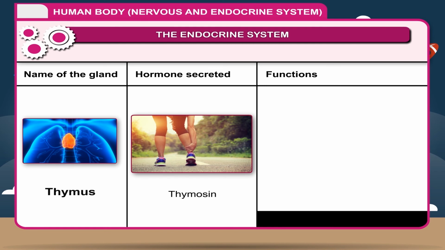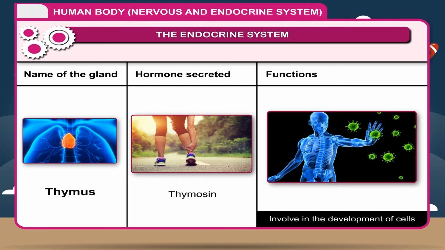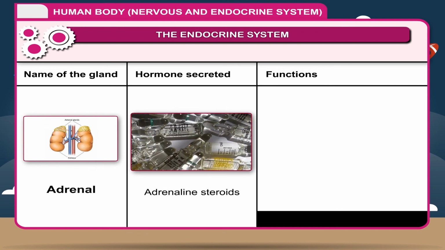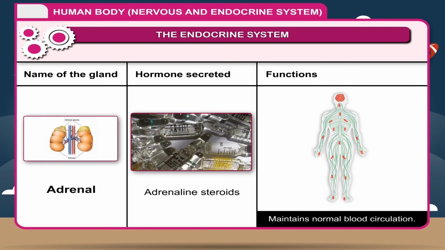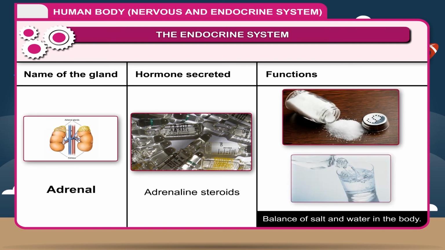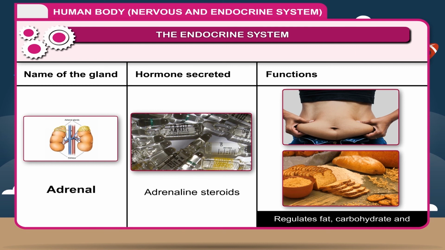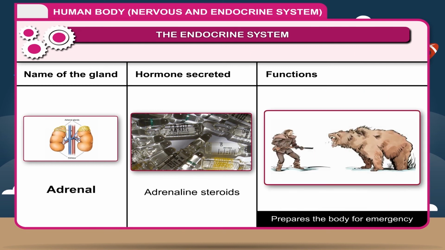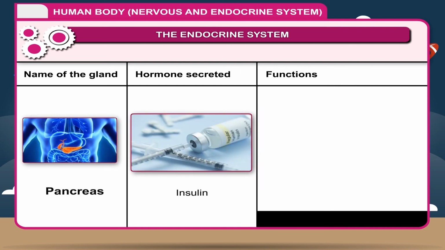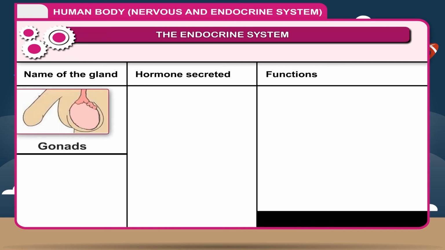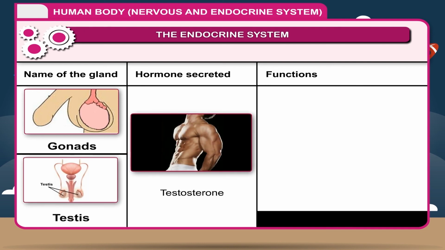Thymus: thymosin, involved in the development of cells of the immune system. Adrenal: adrenal steroids, maintains normal blood circulation, balance of salt and water in the body, regulates fat, carbohydrate, and protein metabolism, prepares the body for emergency situations. Pancreas: insulin, regulates the level of glucose in the blood. Deficiency results in diabetes.